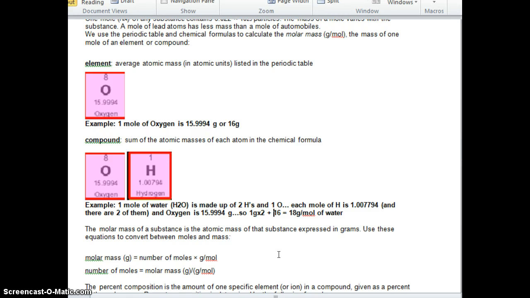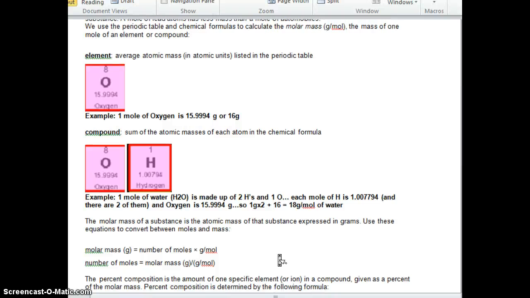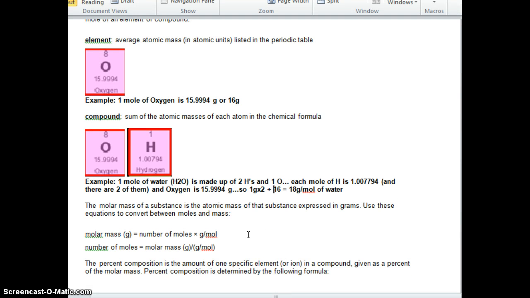The molar mass of a substance is the atomic mass of that substance expressed in grams. Use these equations to convert between moles and mass. Mass in grams equals the number of moles times grams per mole. Number of moles equals mass in grams divided by the quantity grams per mole. Honestly, don't bother memorizing this. If you asked me right now to spit that out, I couldn't. Why? Because I know how to figure it out. I don't need to memorize it.